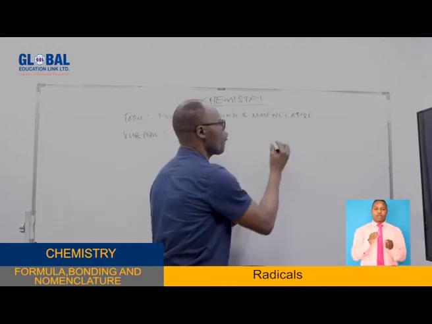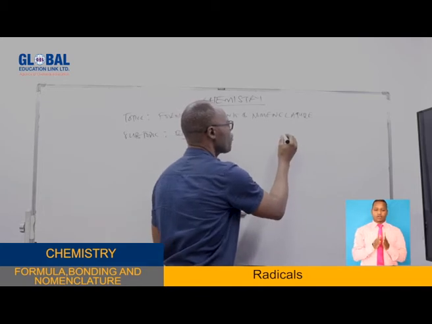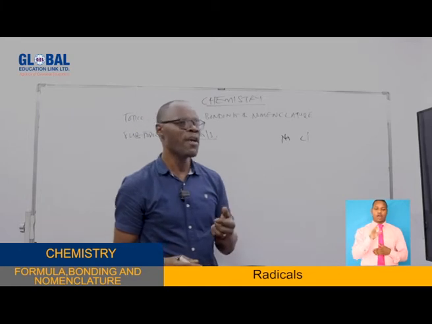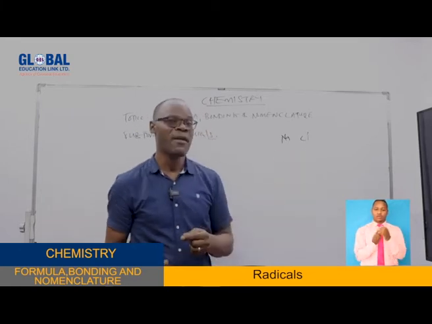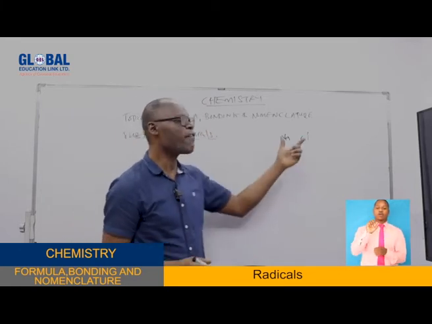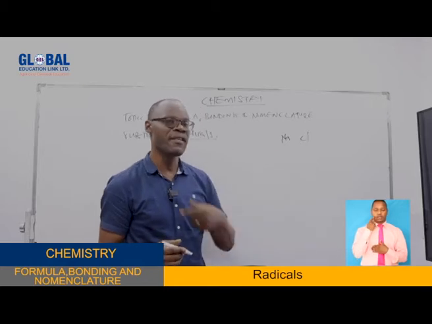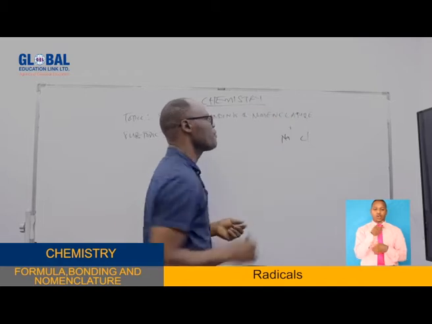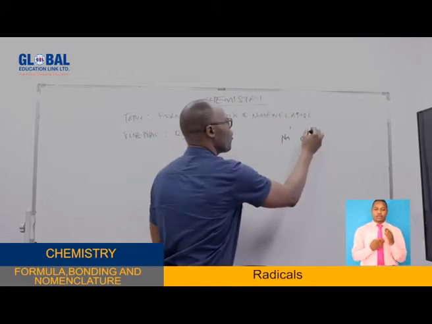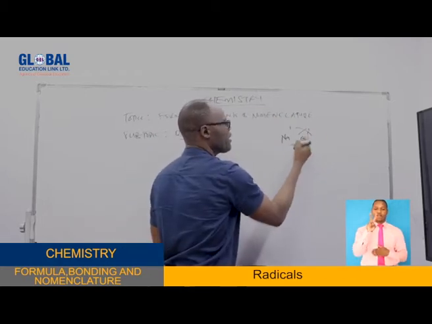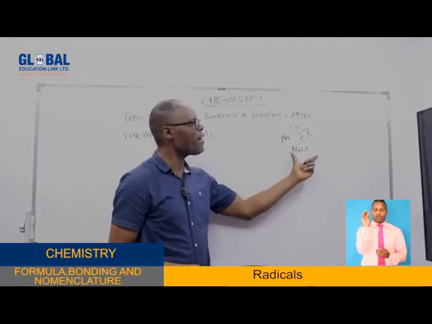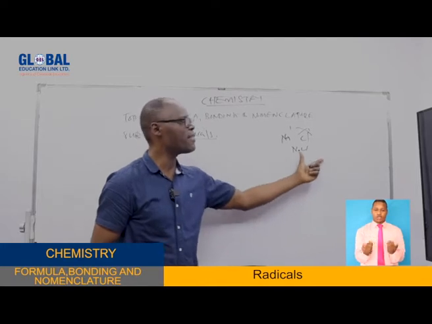If you have sodium and chlorine and you combine them together, you get sodium chloride. We said you have to check their valencies, interchange the valencies, and get the correct formula. The valency of sodium is 1 and of chlorine is 1, we exchange them, and because they are the same value, it is sodium chloride. So the formula of sodium chloride is NaCl.